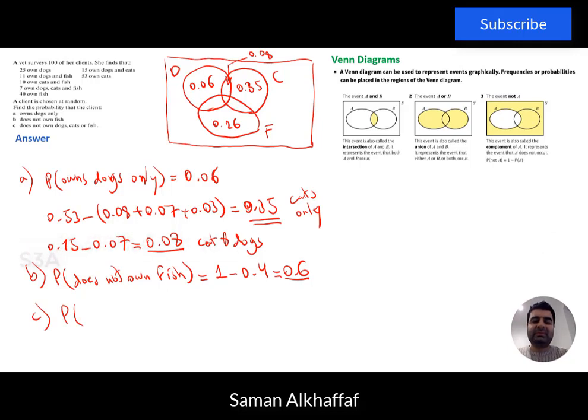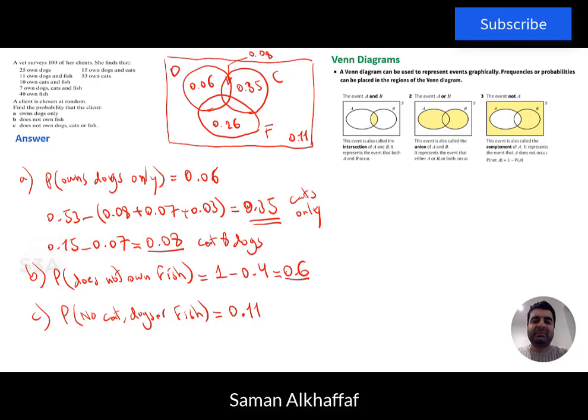Now we also need to look at part C, which represents the probability of not owning dogs, cats or fish. No cats, dogs or fish. In this scenario, that will be approximately 0.11, and this is the range which will be outside all three intersections.